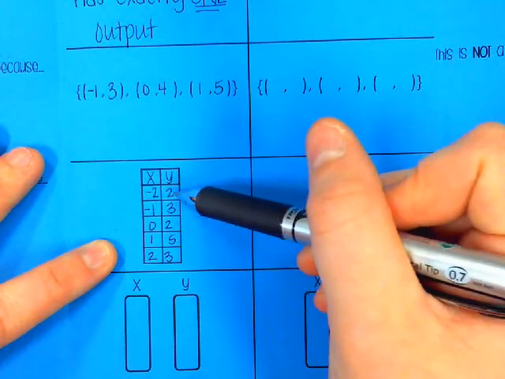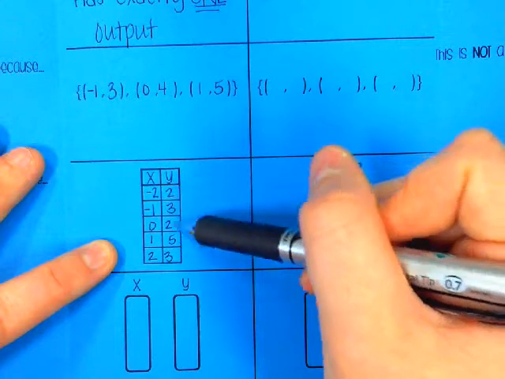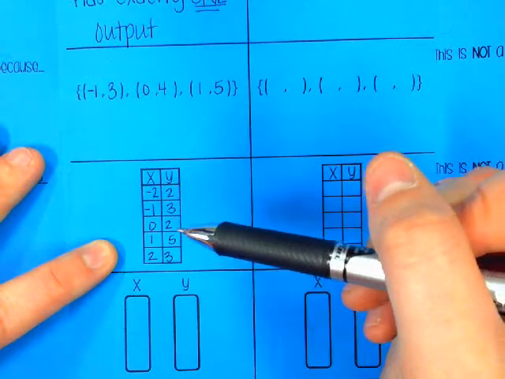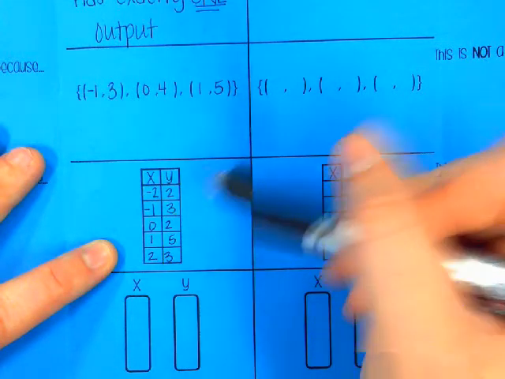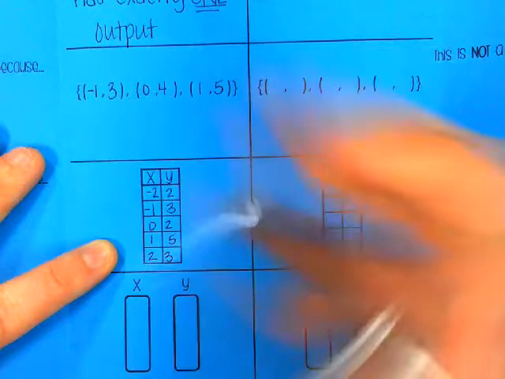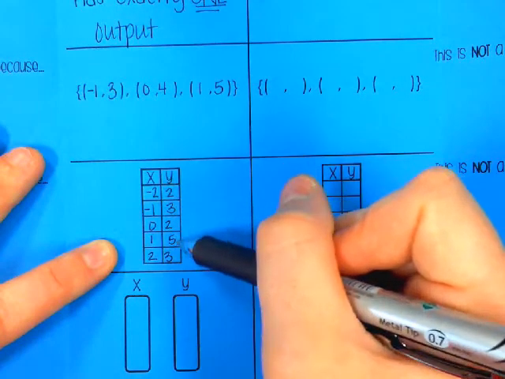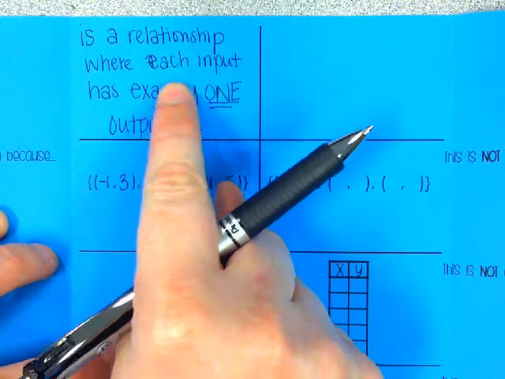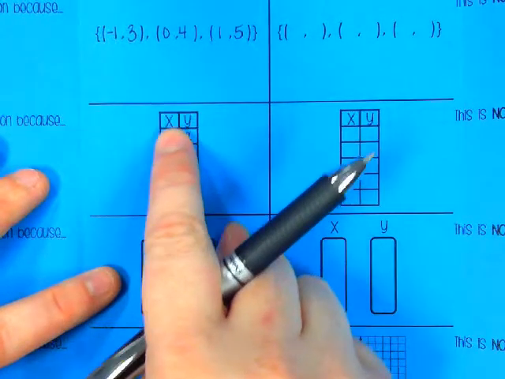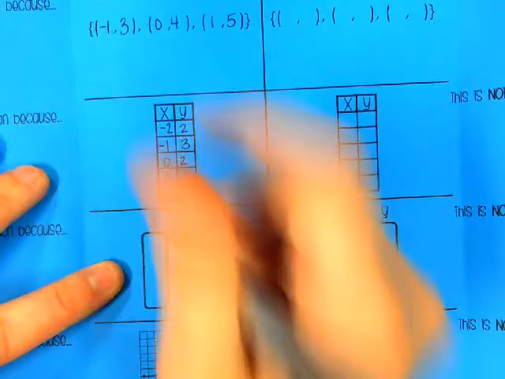Notice you can have repeated Y values. Just like on the vending machine, a button could give you more than one thing, but you can't have a repeated input. That's why it says exactly, each input has exactly one output. So you cannot have a repeated X value.